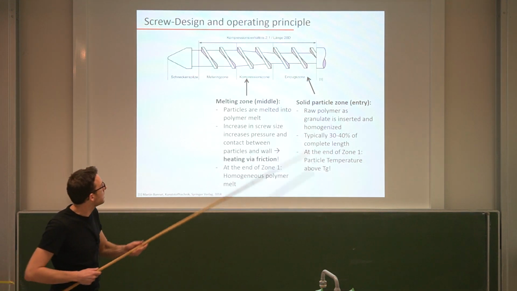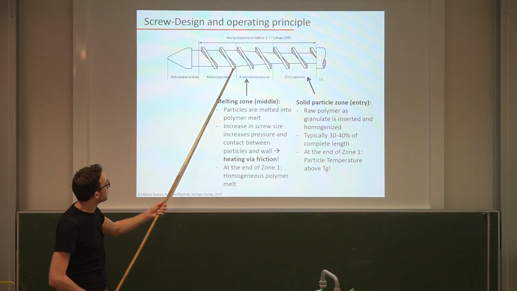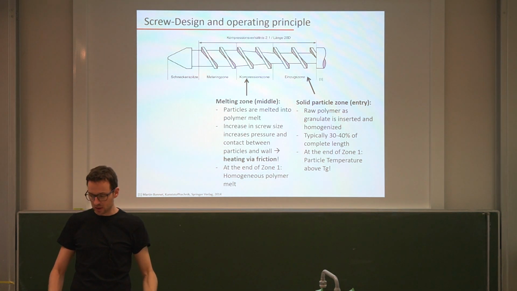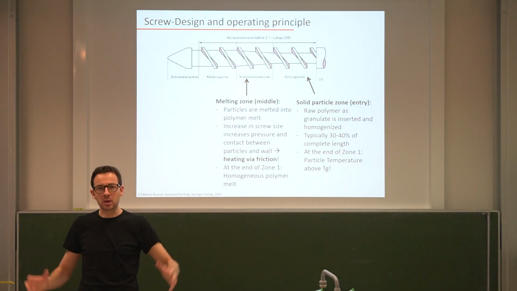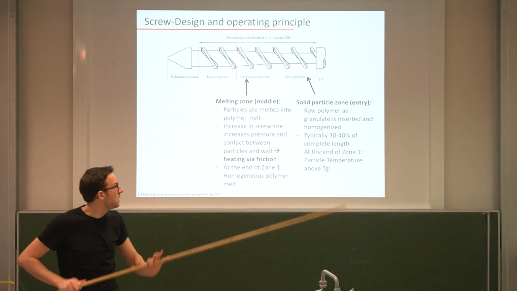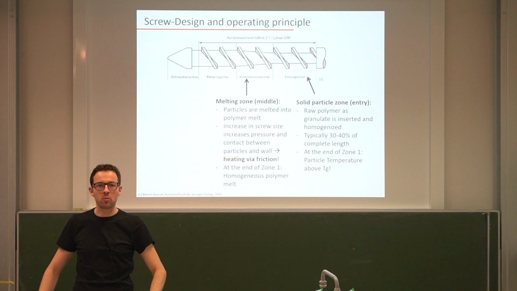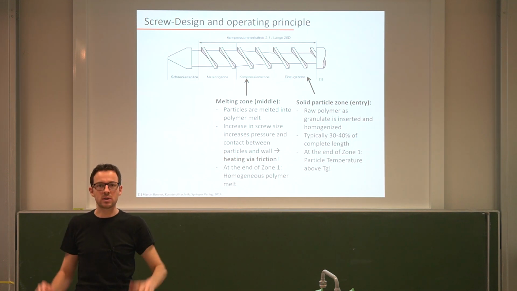So in the next part, in the middle here, we see that the cross-section, the thickness of the screw, increases. And as you increase the thickness of the screw, you leave less volume for your polymer granulate. That means that as the polymer granulate is transported along the screw, there will be more and more friction as you have more and more collisions between the particles.